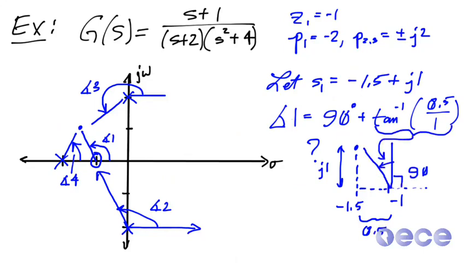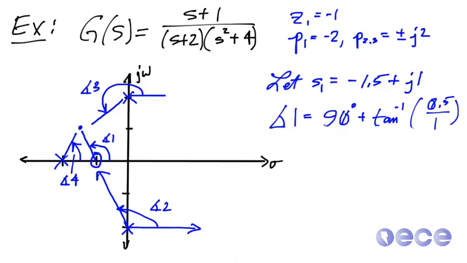And the second angle that we calculate is the inverse tangent of 0.5, which is the difference between minus 1.5 and minus 1, and a height of j1. So remember, tangent is opposite over adjacent. So the opposite is 0.5 and the adjacent is 1. So that's how we calculate angle 1.